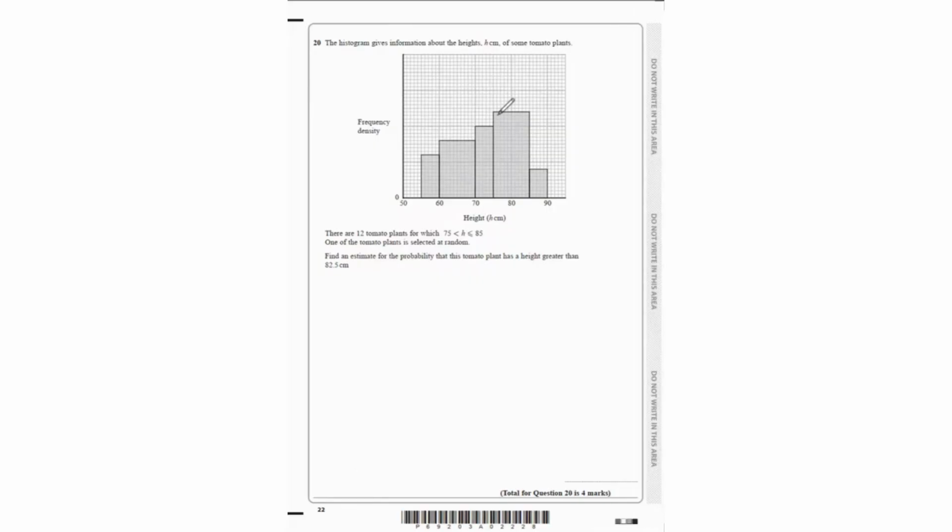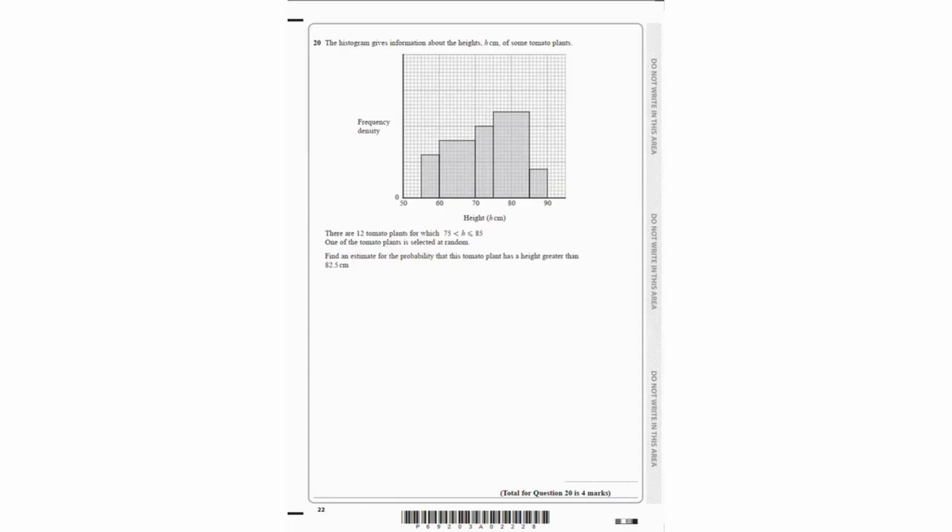Then this one says the histogram gives information about the heights, in centimeters, of some tomato plants. There are 12 plants for which the height is from 75 to 85. One of the tomato plants is selected at random. Find an estimate that this tomato plant has a height greater than 82.5.